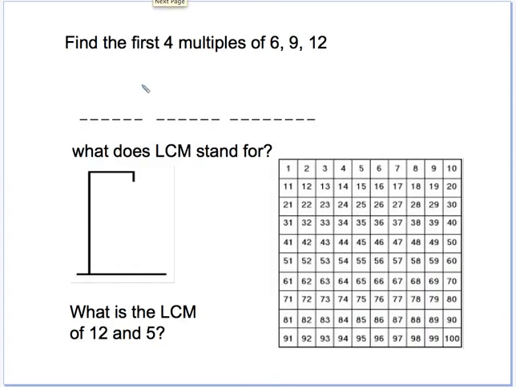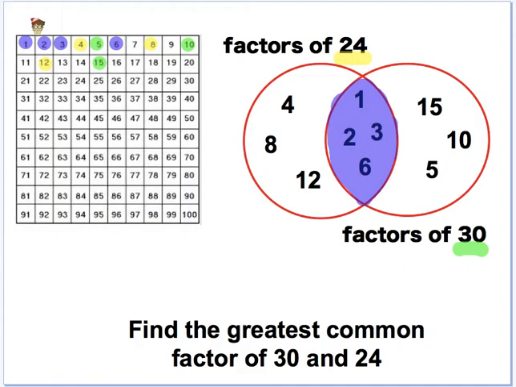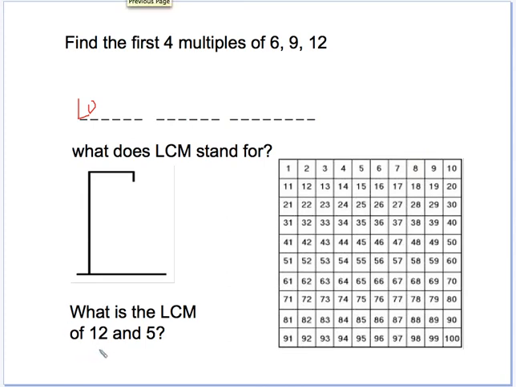LCM, so this is, you're going to hopefully remember this. This is the lowest common multiple. And I'm going to show you this. Okay, so we're going to do this. Lowest common multiple of 12 and 5. So what you do is this.